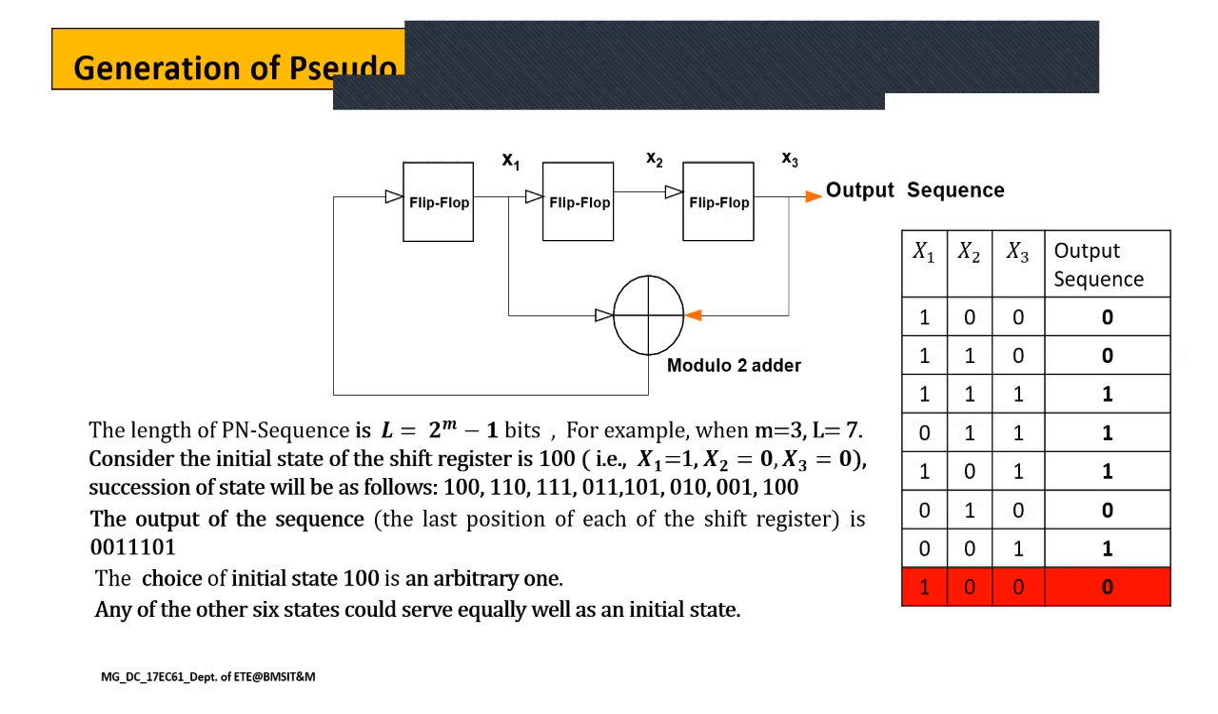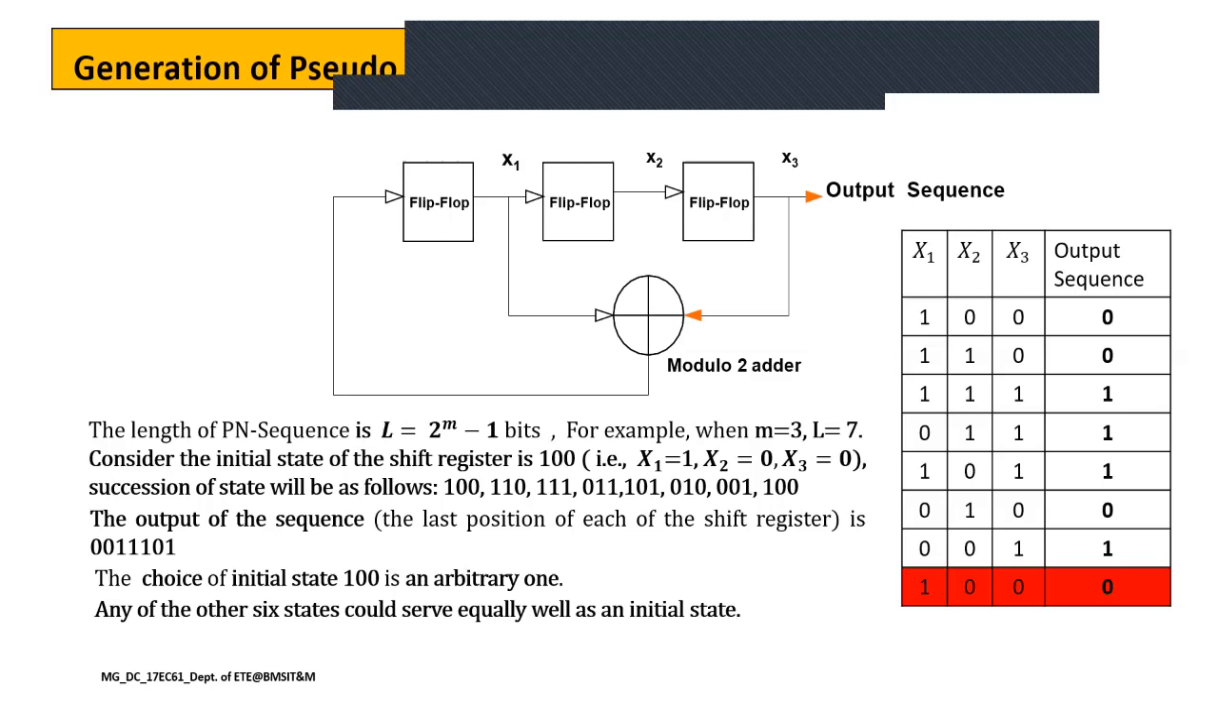I said the initial state I have taken is 1 0 0. You can take any other state out of 7. It need not be 1 0 0 only. If you start with 111 as the initial state, the sequence starts from this point. Again it will be repeating after 7 states. I hope you have understood now. This is how we get it.